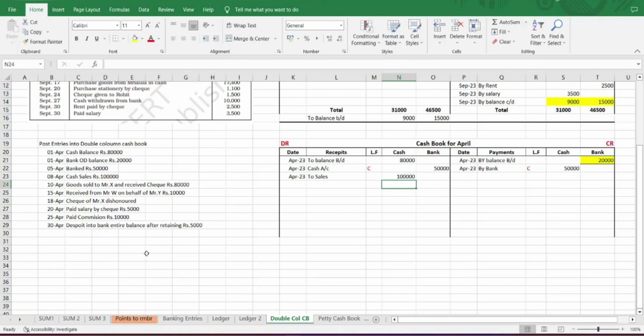So goods sold to Mr. X and received check. So sold and received check. So again sales account, and we are receiving it through bank.